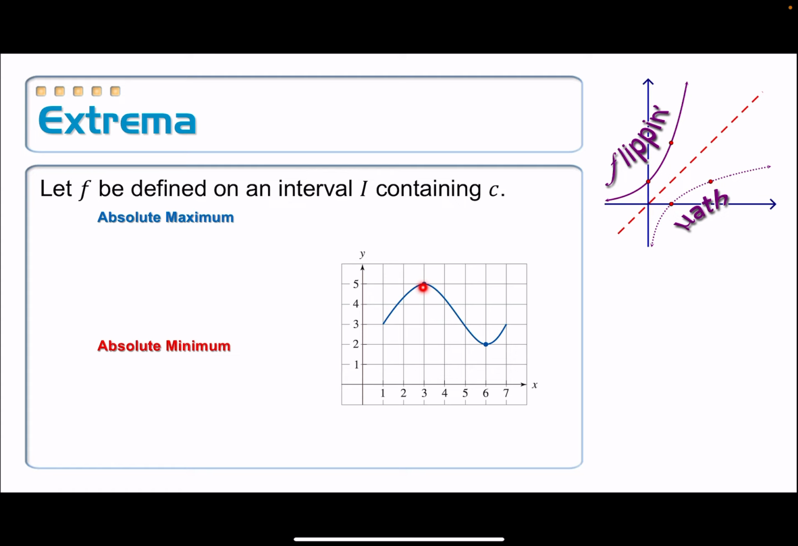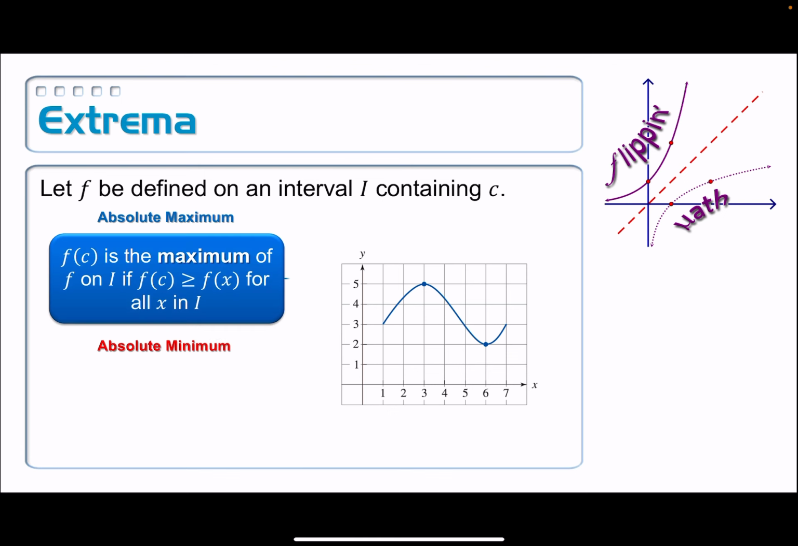Well, it's got to be greater than or equal to all other y values. Because we did see some cases, let's say, for example, that this function continued on and then still hit the same exact y value of 5. Then I'd have two absolute maximum values. They would just be the same, and they would happen at two different x values. That can happen pretty commonly if you think of, again, the sine graph, something like that.